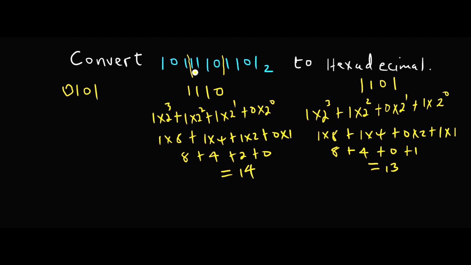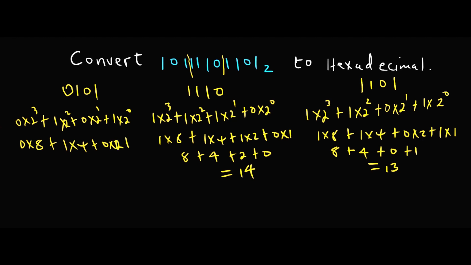Then you also convert this one. So that will be 1 times 2 raised to power 0 plus 0 times 2 raised to power 1 plus 1 times 2 raised to power 2 plus 0 times 2 raised to power 3. So that will be 0 times 8 plus 1 times 4 plus 0 times 2 plus 1 times 1. So that will be 0 plus 4 plus 0 plus 1, and that is 5.